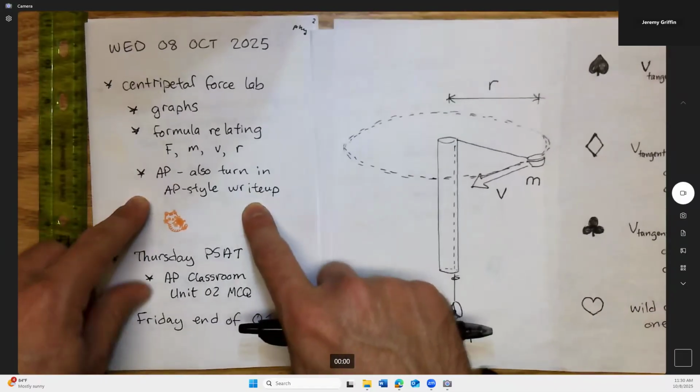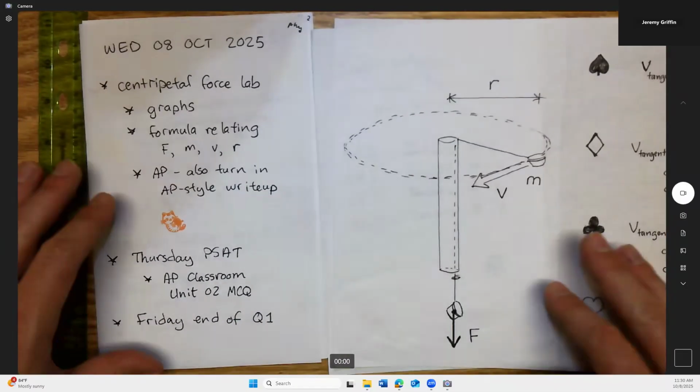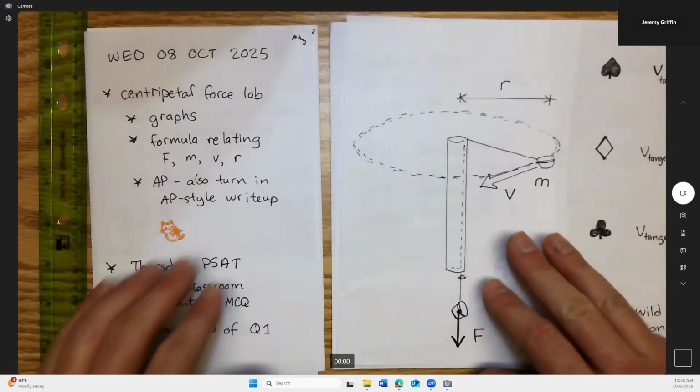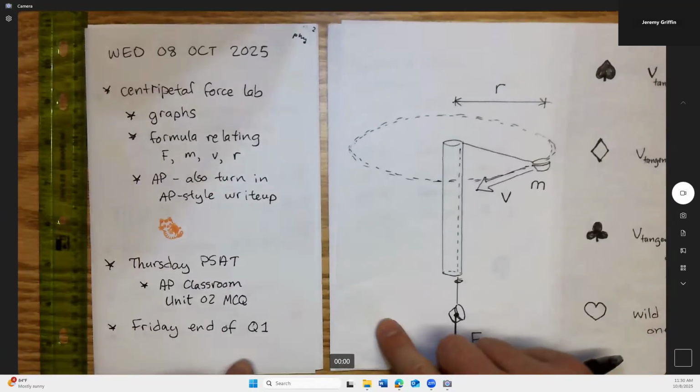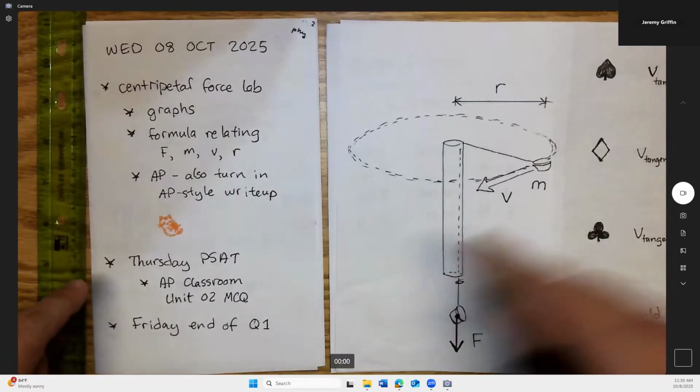Also, you have been working on the AP style Reddit. We'll have all this finished by the end of class today. You can send it in. That will be the last points in the gradebook for quarter one.